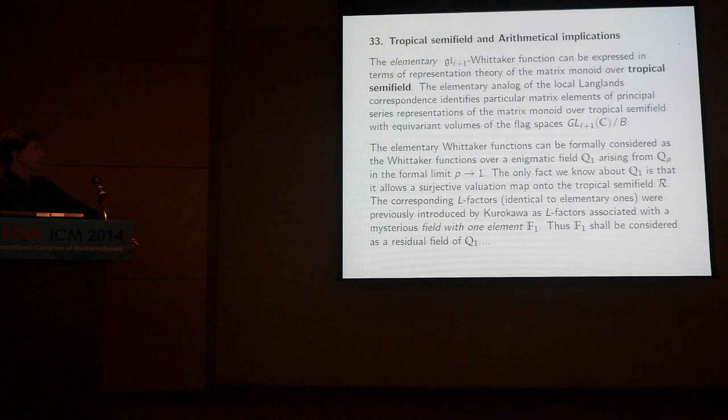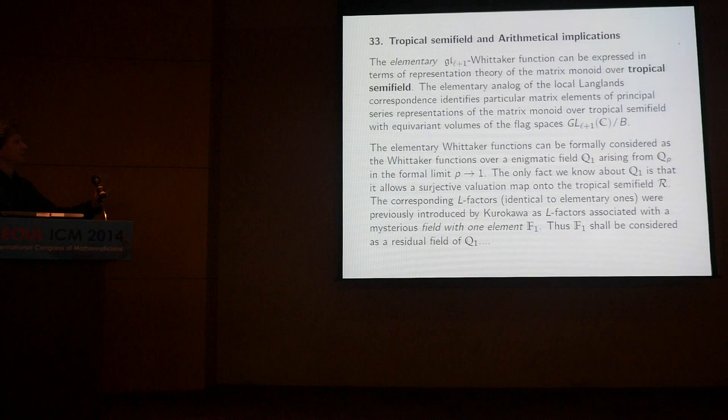Does this result have some number theory interpretation? The fact is that the elementary Whittaker function can be formally considered as a Whittaker function over some kind of field F1. I'll explain why it is so. Arising from Q in the formal limit p to 1. Because we see that all structures smoothly go in this formal limit. So there should be something which describes the base field in this case.